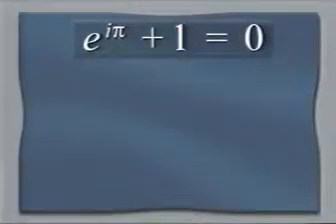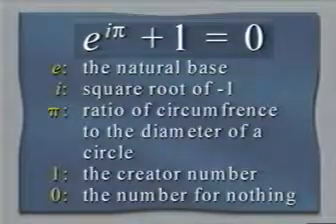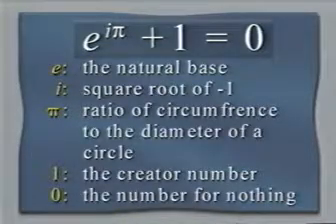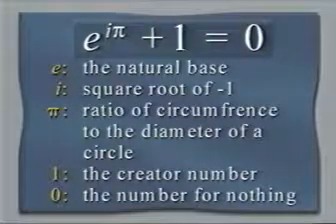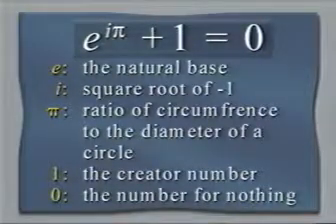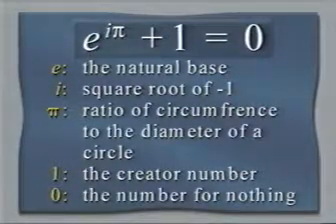Euler combined the most significant symbols in mathematics in one equation: e to the i pi power plus 1 equals 0. The i is the square root of negative 1, something we will discuss at length in the next lecture. And notice, these are the 5 important numbers: e, the natural base; i, the square root of negative 1; pi, the ratio of the circumference to the diameter of a circle; 1, the creator number; and 0, the number for nothing. And Euler is credited with proving that this was true.